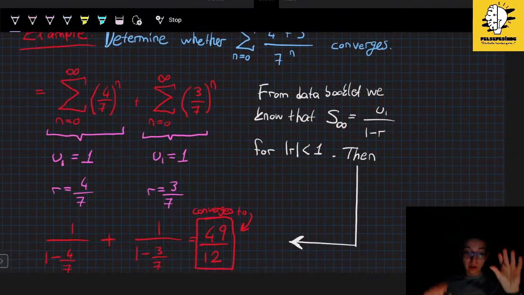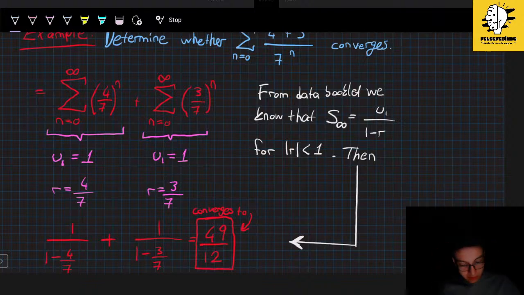Okay, let's solve the first red part and the second red part. I realize that my first term is 1. Why? n is equal to 0.